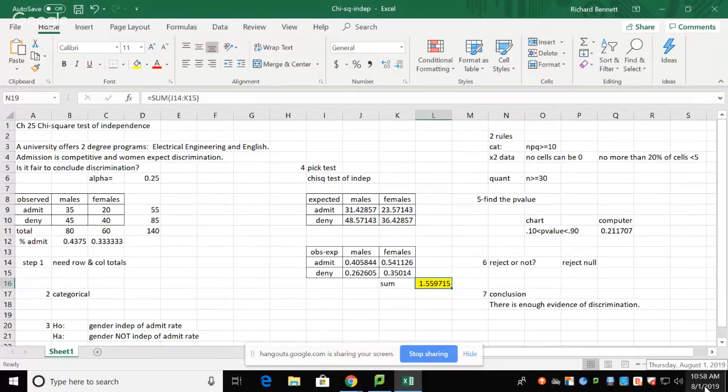So let's talk about this. 1.55. Which of these 4 cells here contributes most to that sum? The female admit, right? That's the biggest one. So let's look and see what's happening. We expected that 23.5 females should have been admitted, but only 20 got admitted, right? So what happened there? This is extra credit on your quiz.